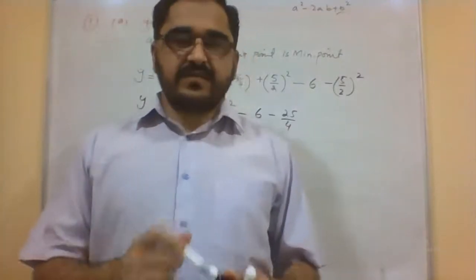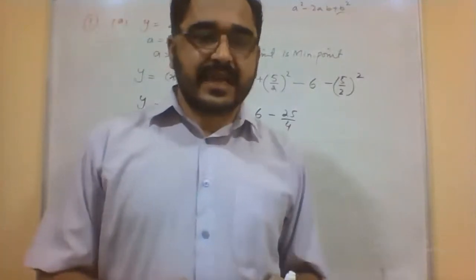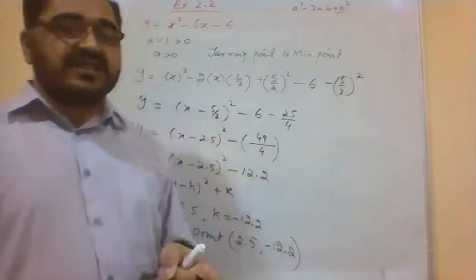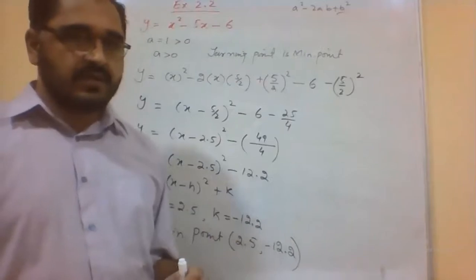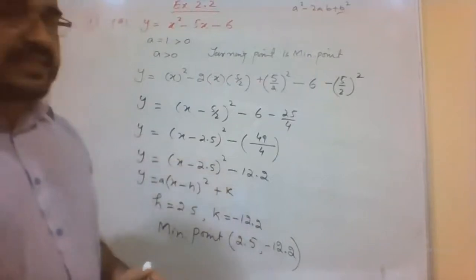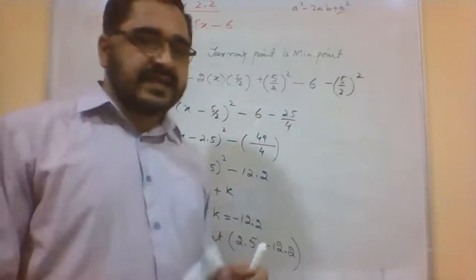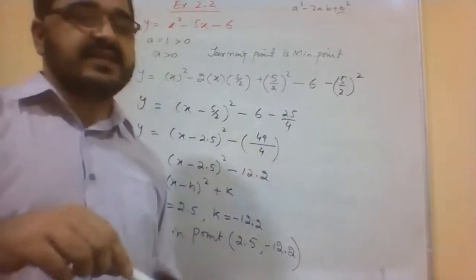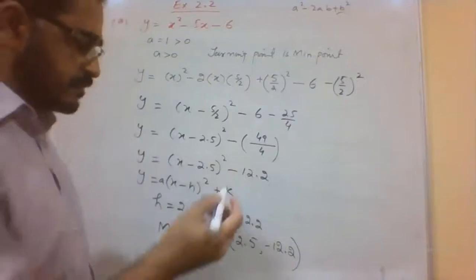Now after that we will check the intercepts. What is an intercept? It is where the curve crosses the axis. You know, when the curve crosses the x-axis, y will be 0, and when the curve crosses the y-axis, x will be 0.